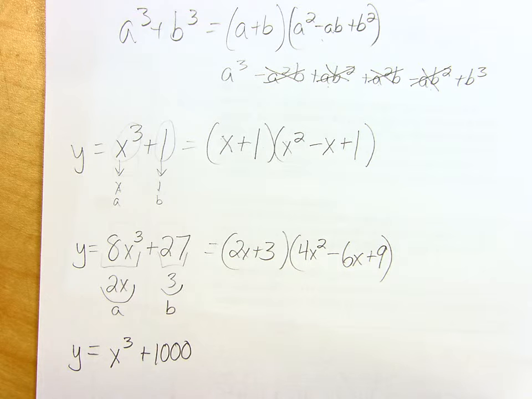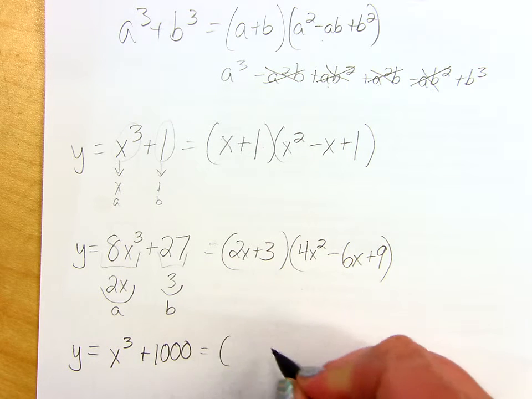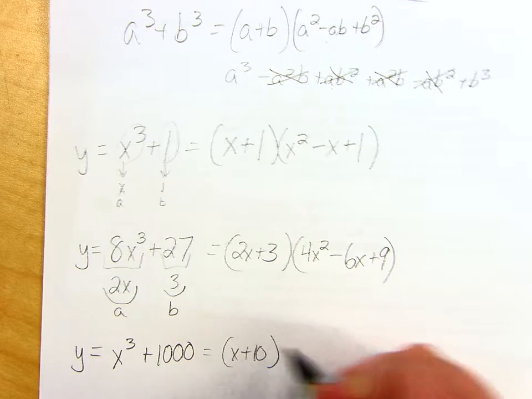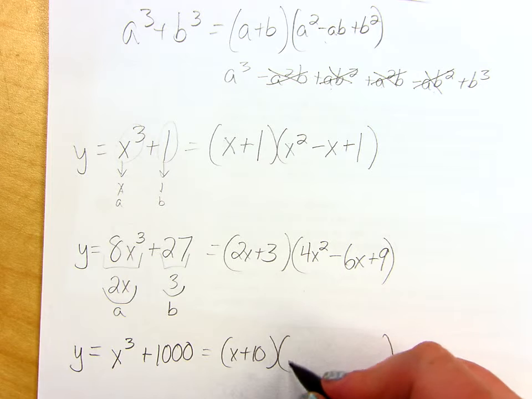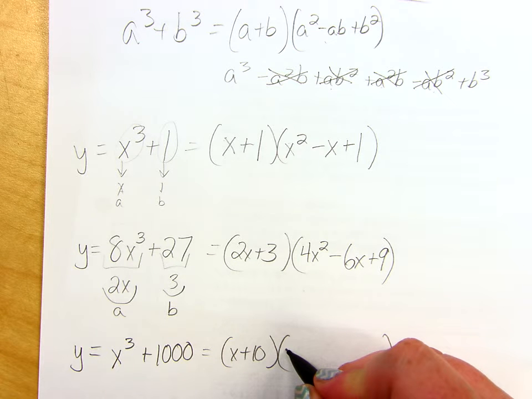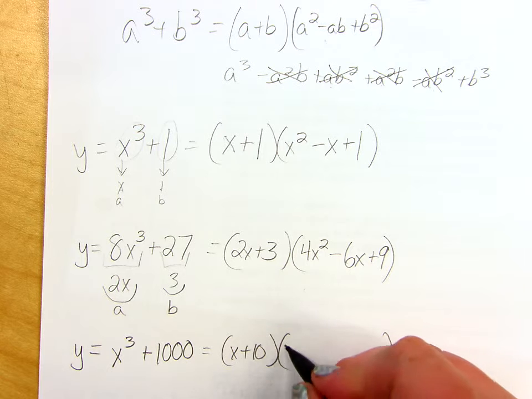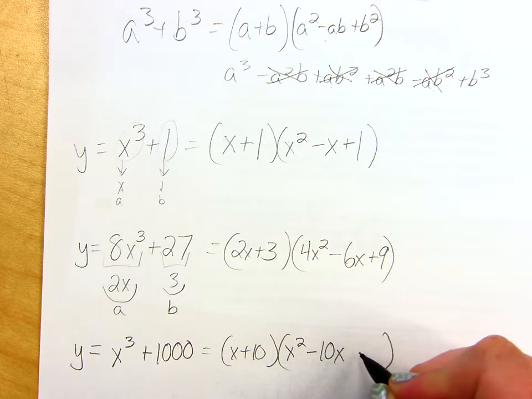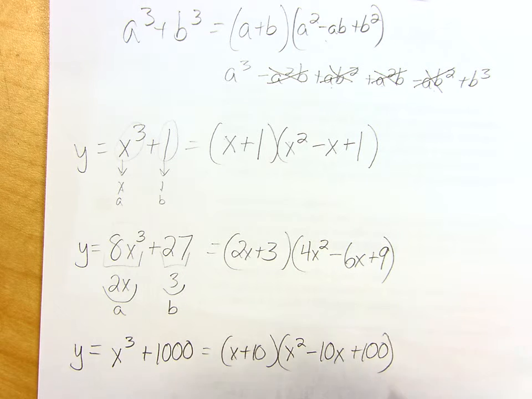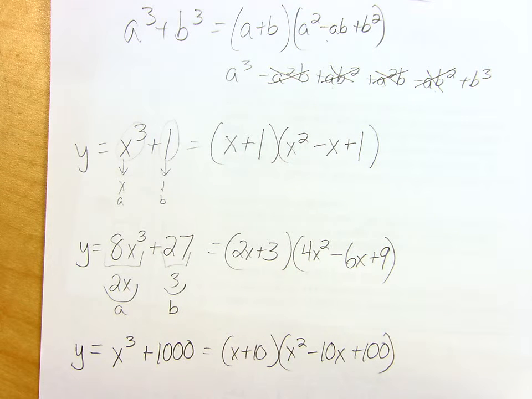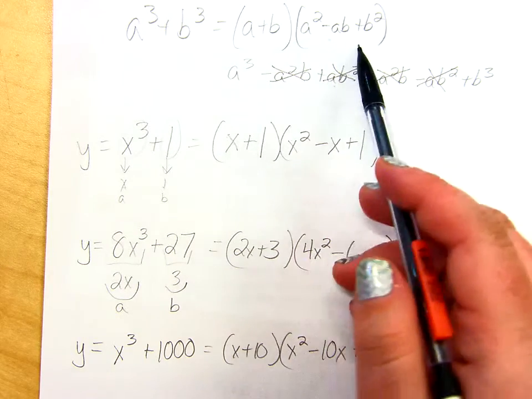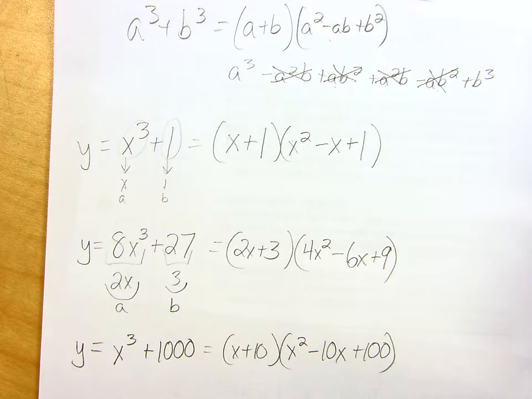Okay, did you get it? So what's my first binomial? x plus 10. And then the next one, my trinomial, would be? x squared minus 10x plus 100. Perfect. Great job. So if you can take the cube root of each and you know the pattern, you should be all right.